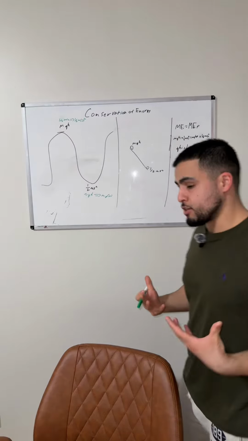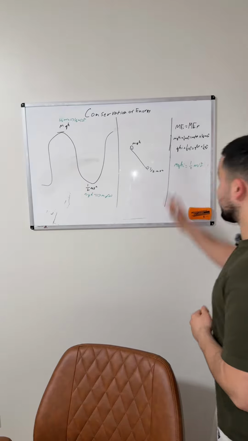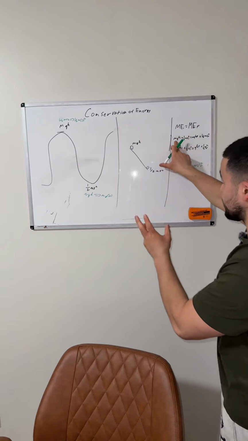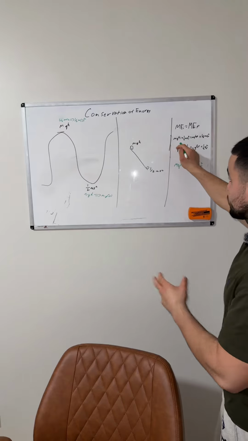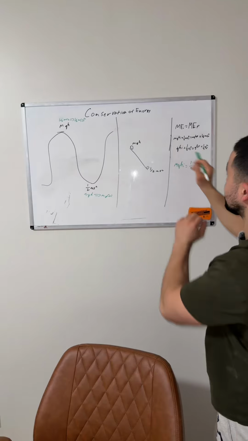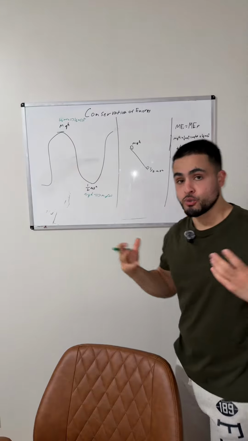Now, mechanical energy, for our purposes, consists of potential energy and kinetic energy. And that's basically what we have over here. The formula for potential energy is mgh, so mgh initial plus the formula for kinetic energy, which is half mv squared initial, will always equal mgh final plus half mv squared final.